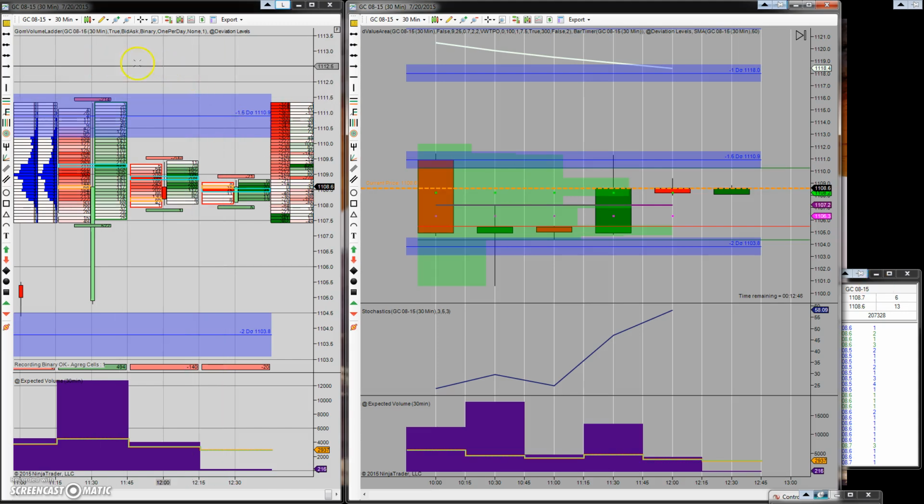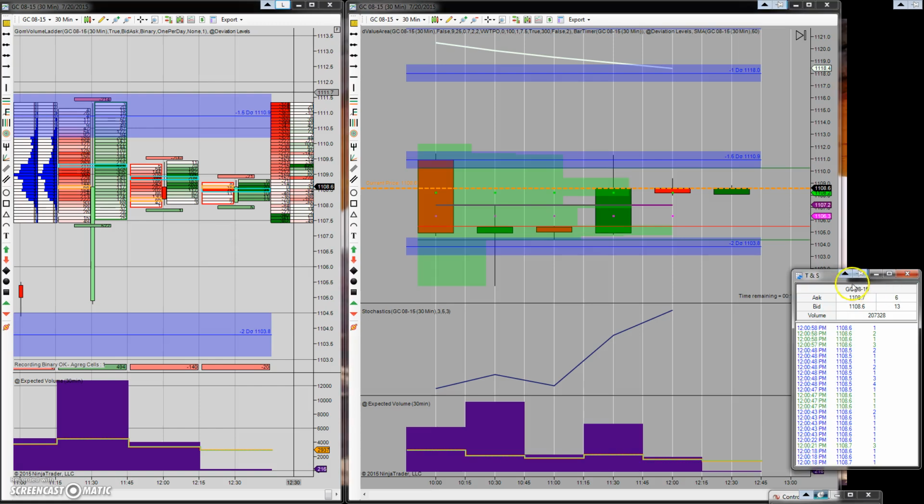I'm still playing with the Gomi ladder. This is just something that I've grabbed here recently. And then I'm also watching the time and sales because gold doesn't trade in big blocks like the ES. I'm typically looking from about 20 blocks coming in on high levels.